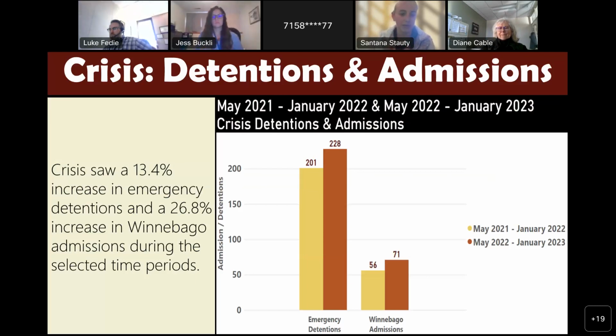So as you see from the data, we saw a 13.5% increase in emergency detentions and almost a 27% increase in Winnebago admissions during this time period.